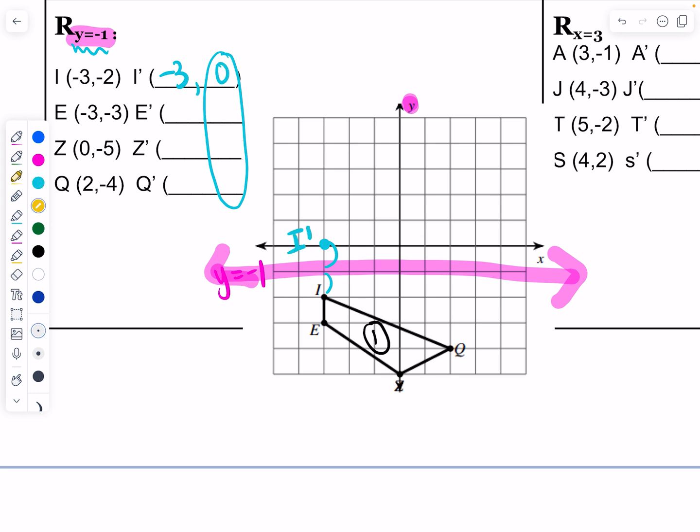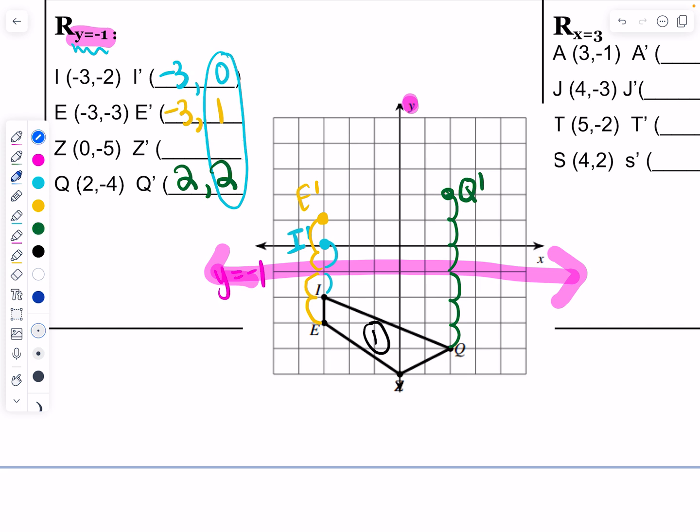What about E prime? Well, E is 2 below the line, so E prime is going to be 2 above the line. E prime is going to be at (-3, 1). So again, that changed. And then Q is 1, 2, 3 below the line, so 1, 2, 3 above the line on the other side. There's Q prime. It is at the point (2, 2). So again, the x value stayed the same, the y value changed.